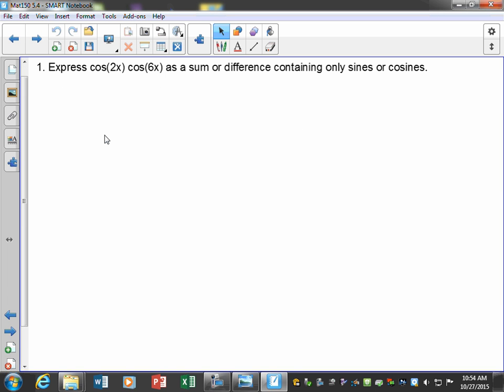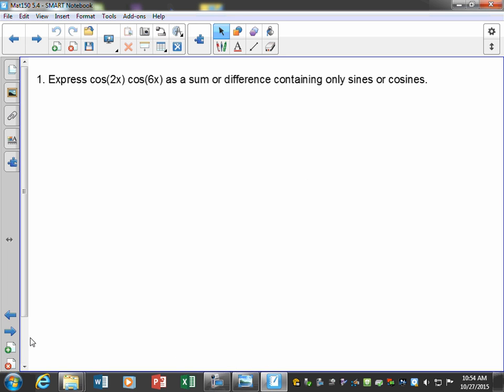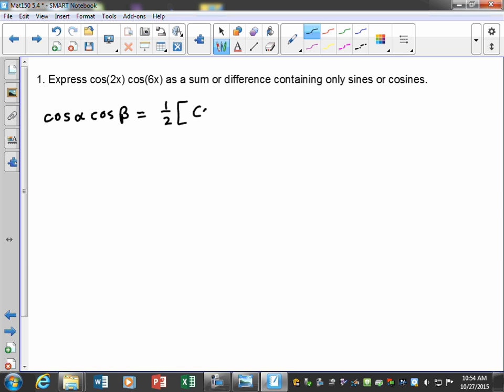So the first thing we're going to do is express cosine 2x, cosine 6x as a sum or difference containing only sines and cosines. Our task is to take the given information and find the formula that matches it. So cosine of something, cosine of something else, and they're multiplied together. So we're probably thinking it's the second one, cosine of alpha, cosine of beta. Let's write this formula down, because it's always a good rule of thumb to write down the formula. Cosine alpha, cosine beta is equal to 1/2 cosine of alpha minus beta plus cosine of alpha plus beta.